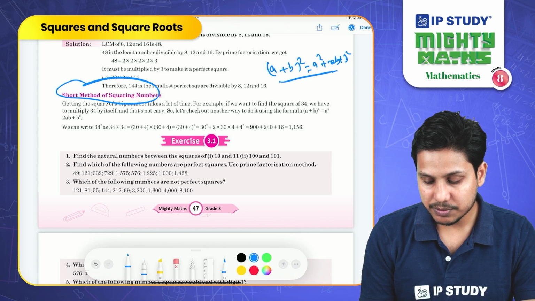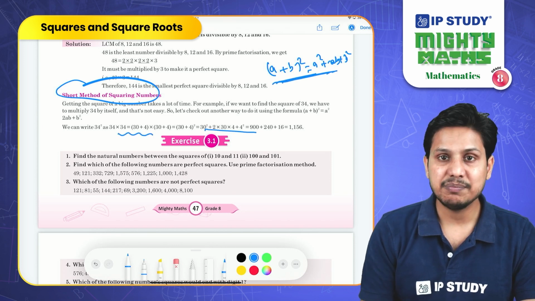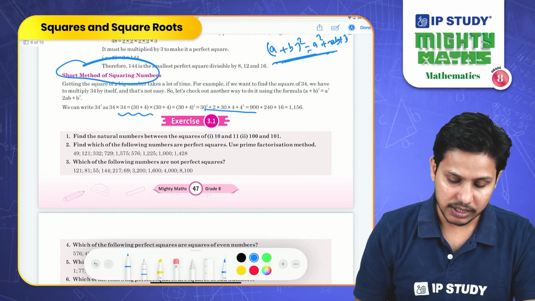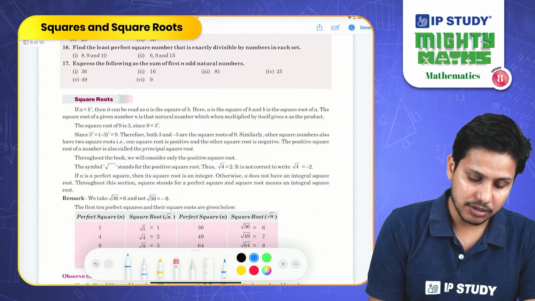Now we can use this property or formula to find out the square of a number without multiplying it. Yes, so you can go through this concept. Now moving to the next topic, that is square root.